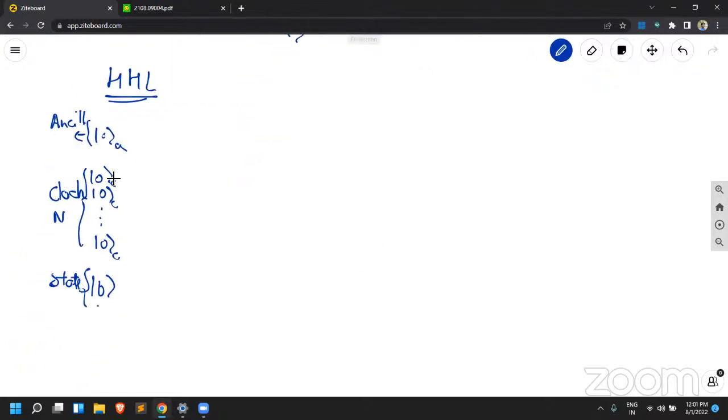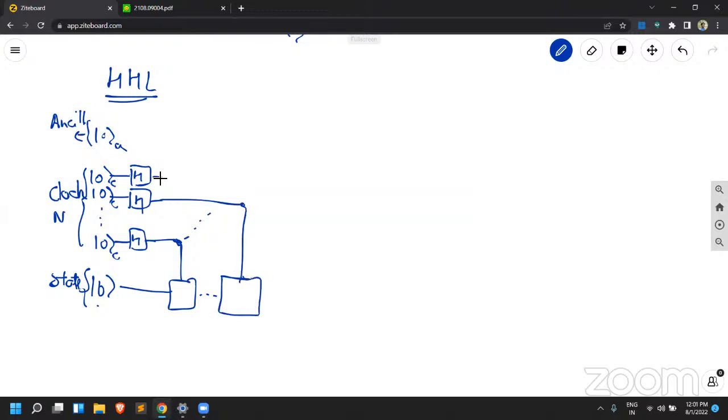So the first part of the algorithm is to have a superposition of all the clock registers and then apply a rotation. These are called phase kickbacks, controlled unitary operations, which are known as phase kickbacks. So I'll write it like this. This is U, this is applied U to the power 2 to the n minus 1, and so on, then U to the power 2 to the 1, U to the power 2 to the 0.